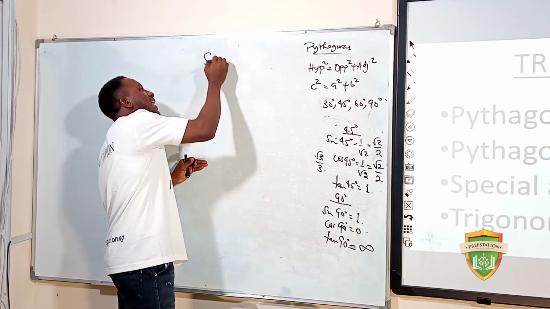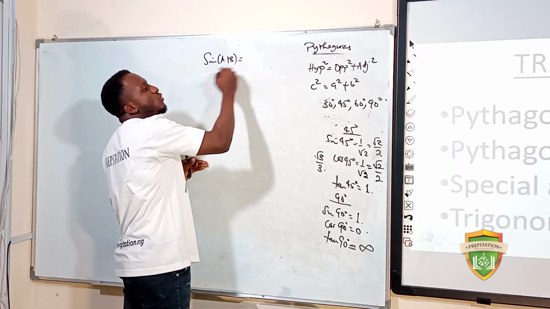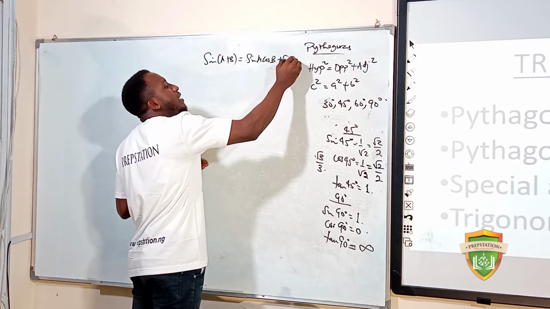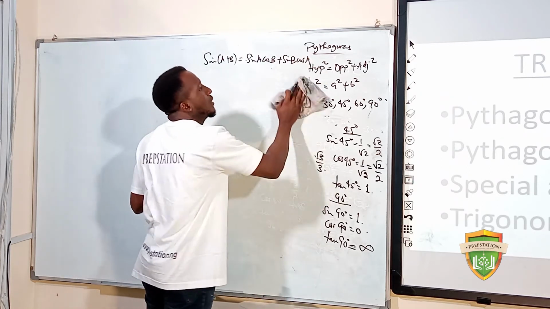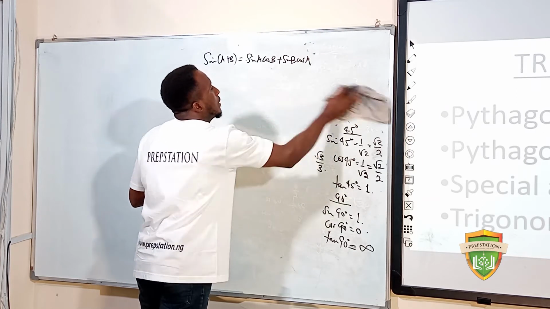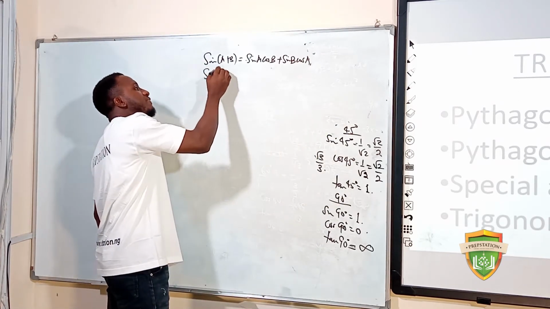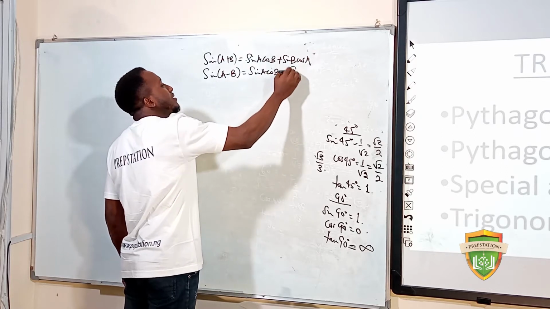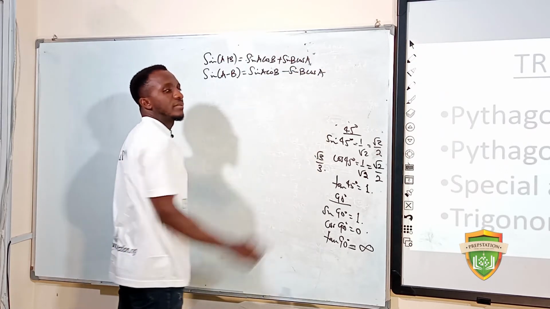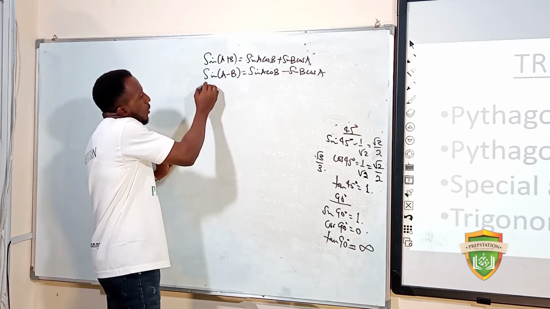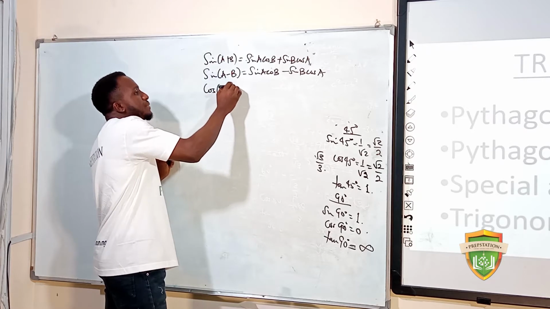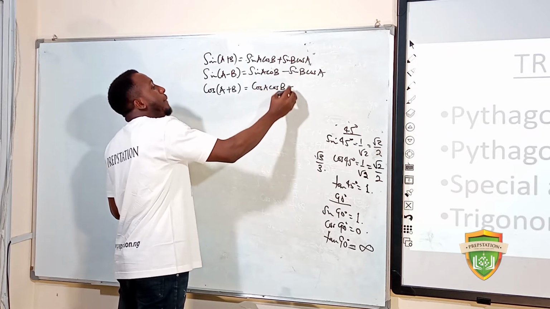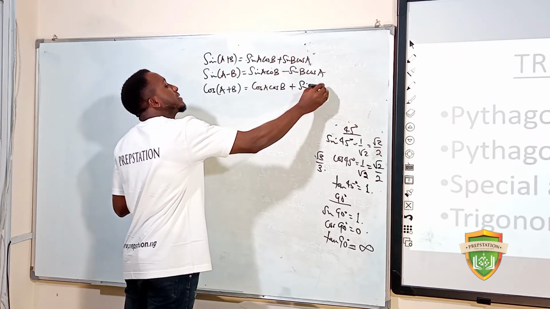If we have sine A plus B, this would give me sine A cos B plus sine B cos A. Can you see this? In the same vein, if we have sine A minus B, it'll be sine A cos B minus sine B cos A. It's an identity. Now, cos A plus B is cos A cos B plus sine A sine B.